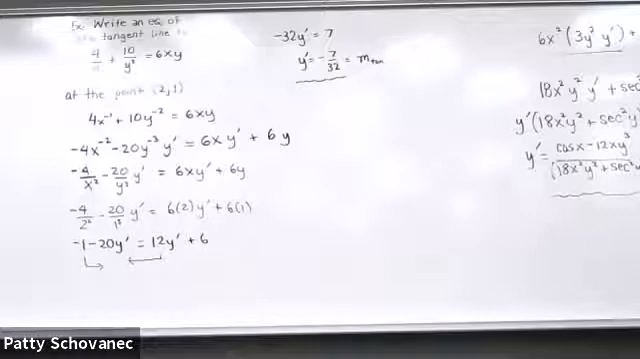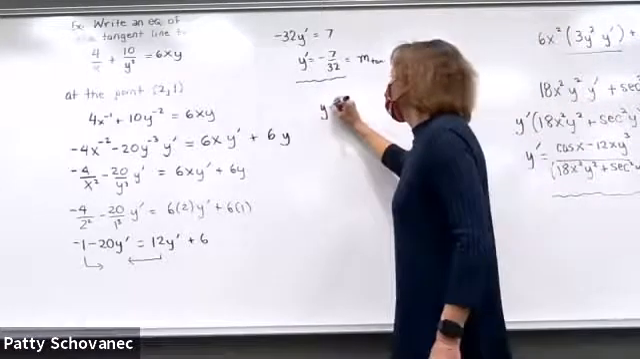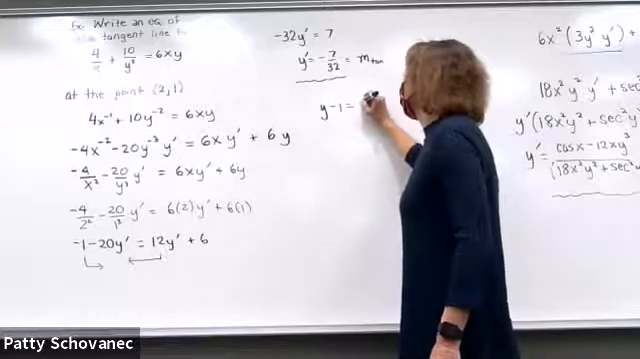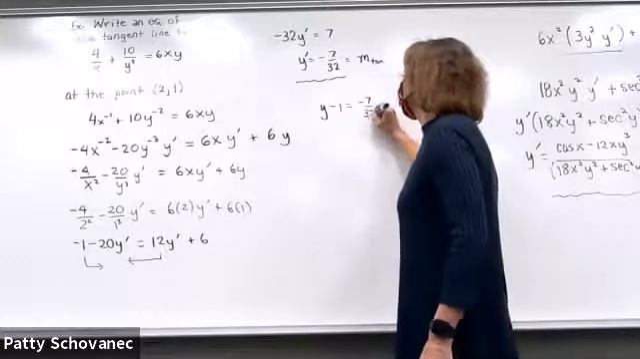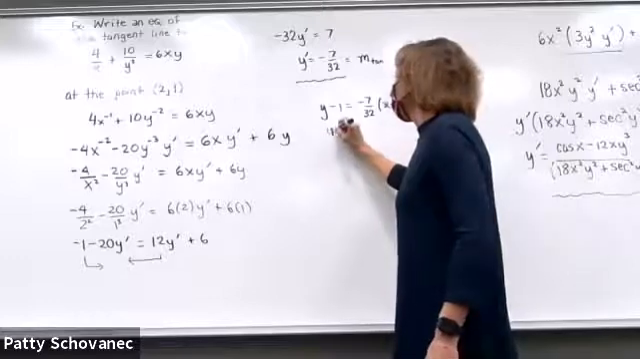All good? And the rest is just point slope formula. y minus y1 is equal to m times x minus x1. So y minus 1 is equal to -7 over 32 times x minus 2. It's the equation of the tangent line.